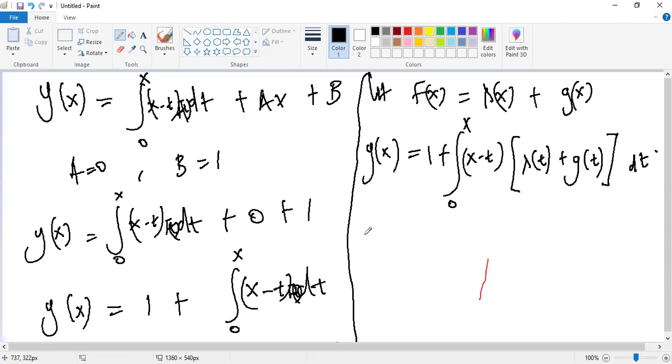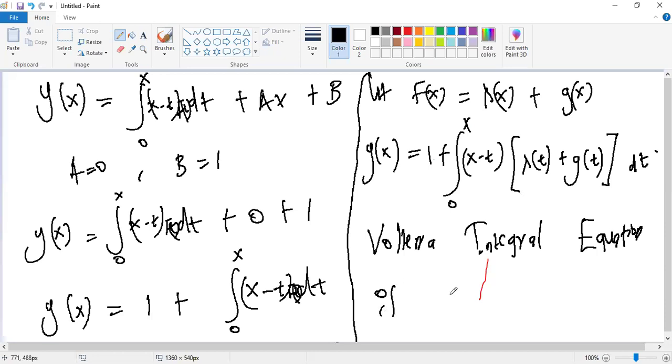And this is our Volterra integral equation. As you can see, the limit is from 0 to x. And it's a Volterra equation of first kind or second kind? Volterra integral equation of second kind.